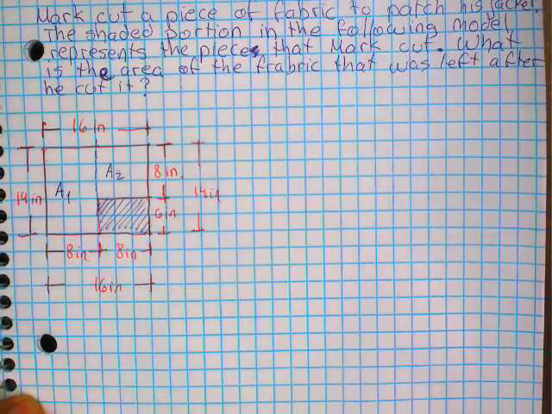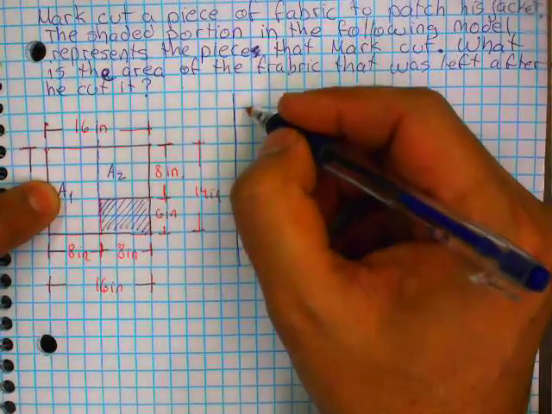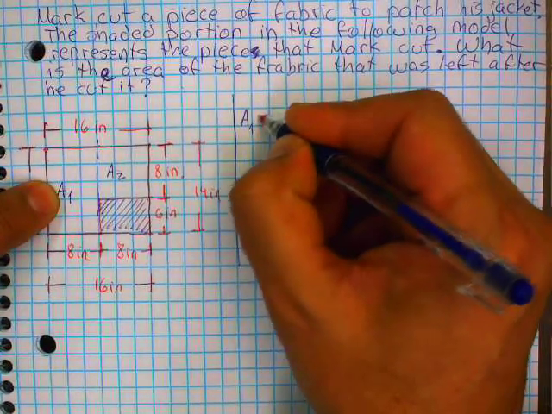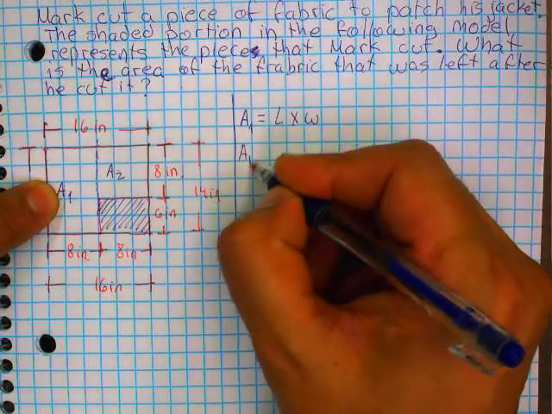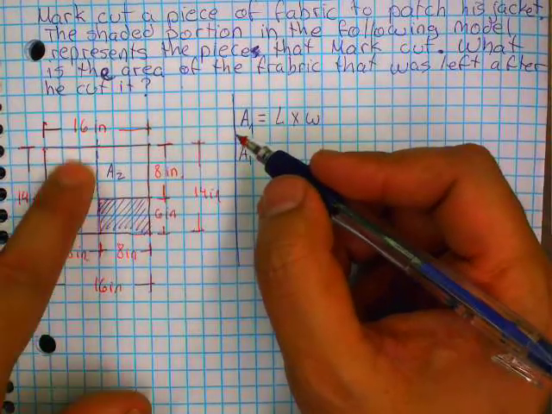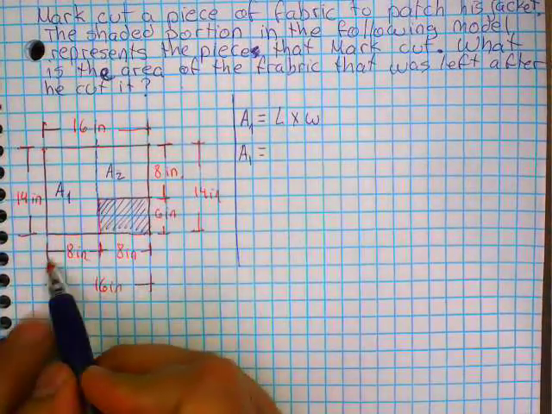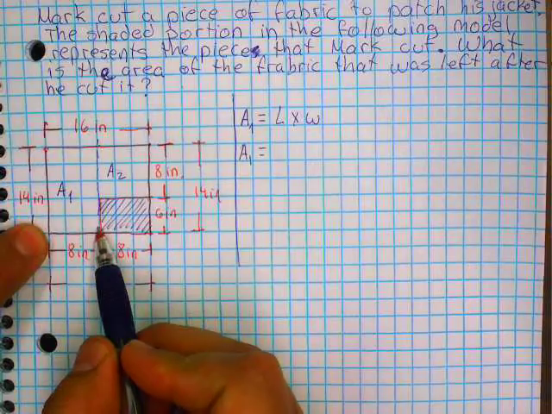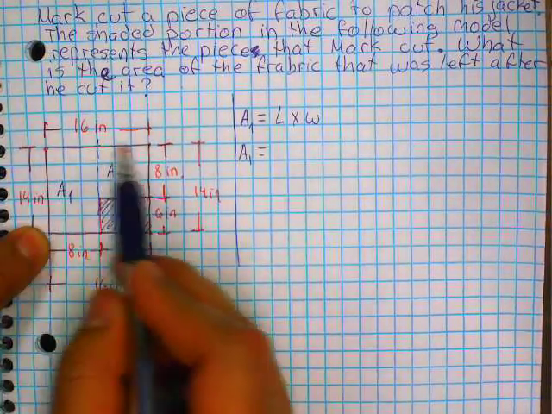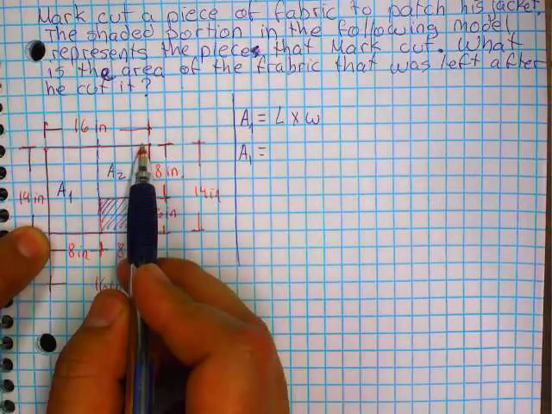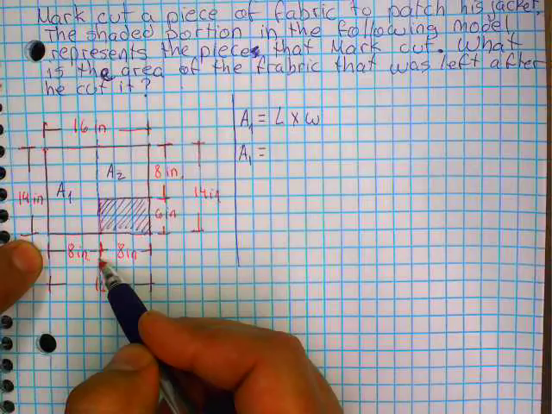Okay, so I want to find area 1. Area 1 is length times width. So what's the length for area 1? Would I use 16 or would I use 8? 8, because 16 is the whole thing, it includes 8 and area 1 and 2. So I only need this piece, which is 8.